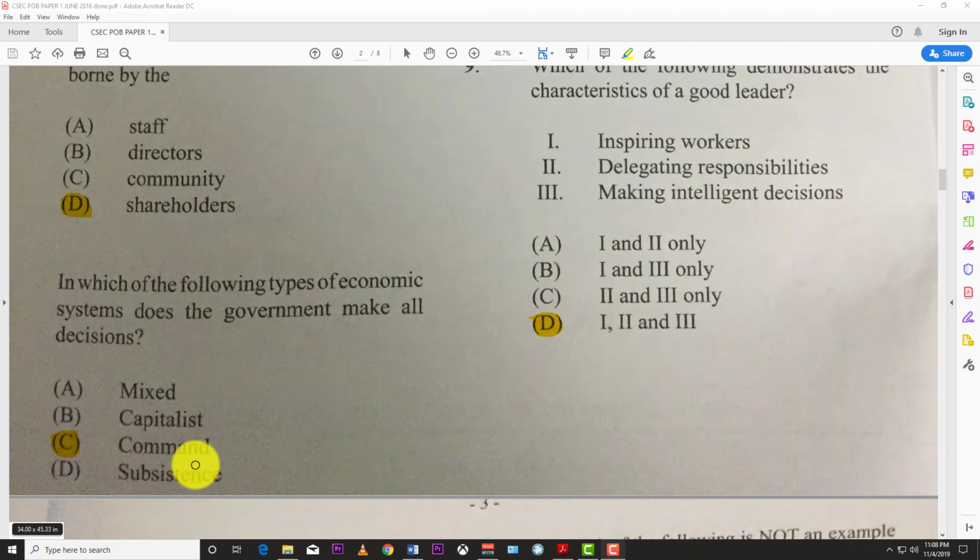Number 5, in which of the following types of economic systems does the government make all the economic decisions? So all economic decisions are made by the government in the command economy. So the best answer here is C, the command economy.